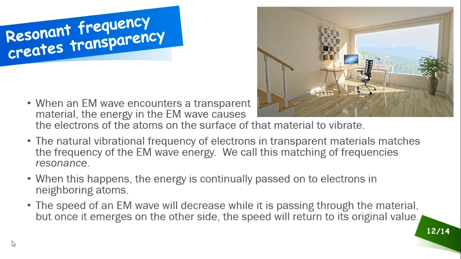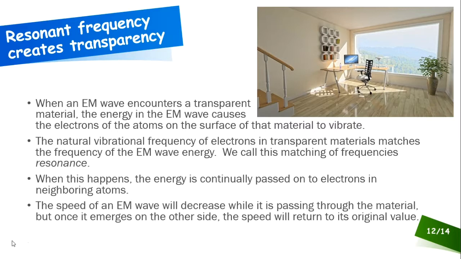When the EM wave actually enters the material, the speed will decrease while it's passing through the material. It's still constant within the material, but it's traveling at a lower speed than it would be, say, out in the open air. Once it emerges on the other side, the speed returns to the value it had before it entered the material. So if the energies match when the light wave hits, then it is going to transfer through the material. That's what makes the material transparent.